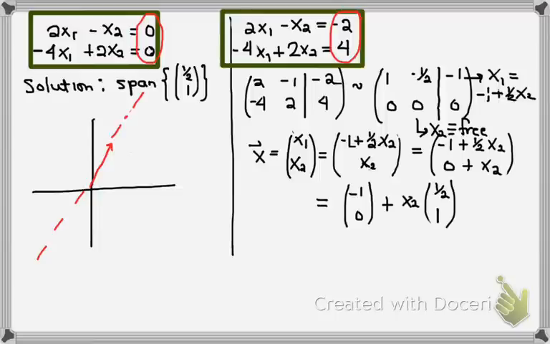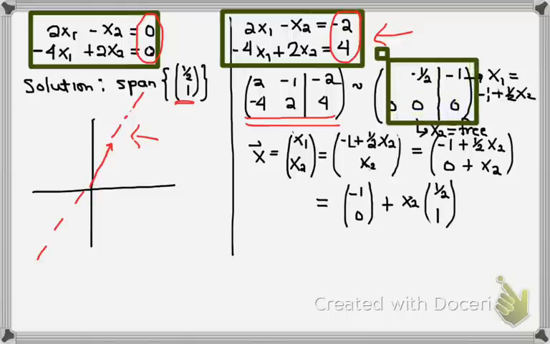So recall for this particular example, the solution was the span of the vector 1/2, 1, which we found geometrically was this line that passed through the vector 1/2, 1 and through the origin. Now let's see what happens for the non-homogeneous case. In this case, we have to look at the augmented matrix for the linear system. And if you do the work, you'll find that in reduced row echelon form, you get the following.